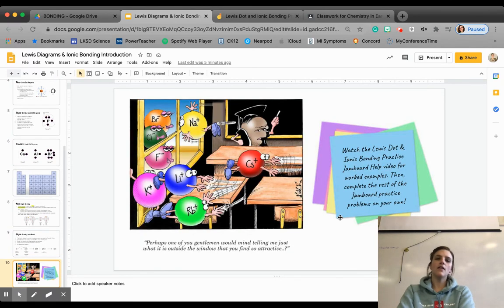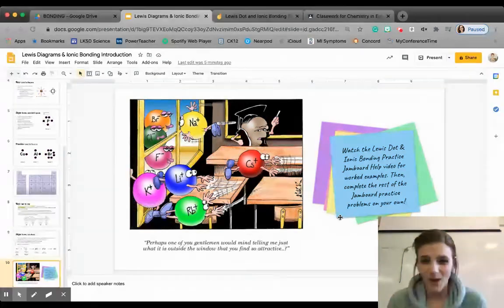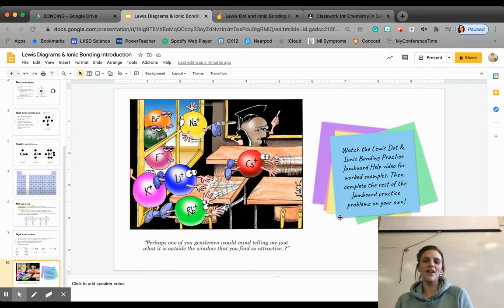In the next video, I'm going to label it Lewis dot and ionic bonding practice Jamboard help. In that video, I'm going to go over maybe 5 of the problems from the Jamboard. You can follow along with me, complete them on your Jamboard, and those are kind of like the handouts, right? Just make sure that you understand what's going on. The rest of those problems you need to be doing on your own before the synchronous class.